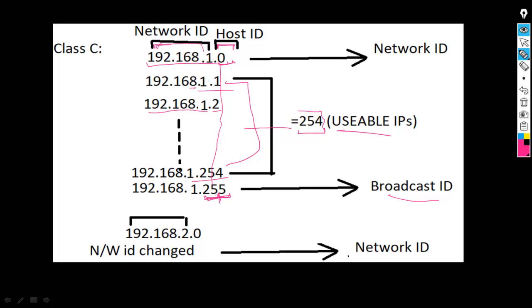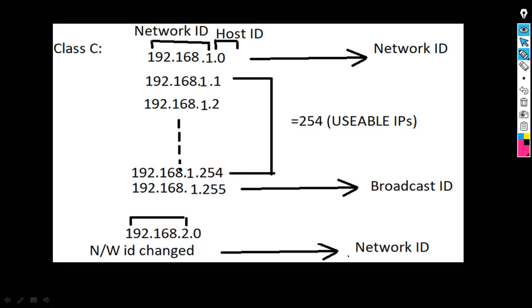Now you can see this octet is full. So our next IP will be 192.168.2.0. So now the change will be in this octet, and since this is the first IP of this network, this will be our network ID. As you can see here, the network ID has been changed. I hope this example is clear.